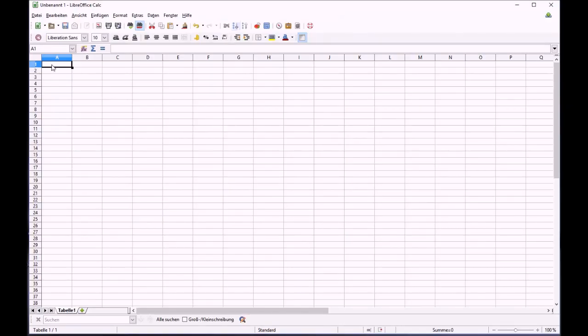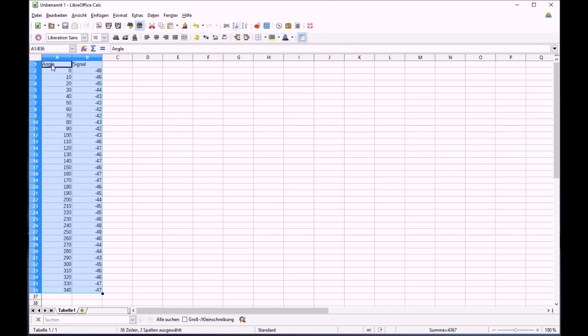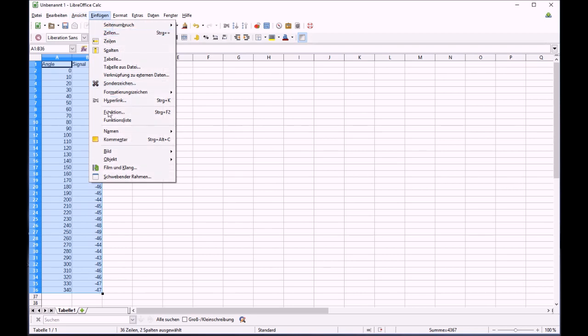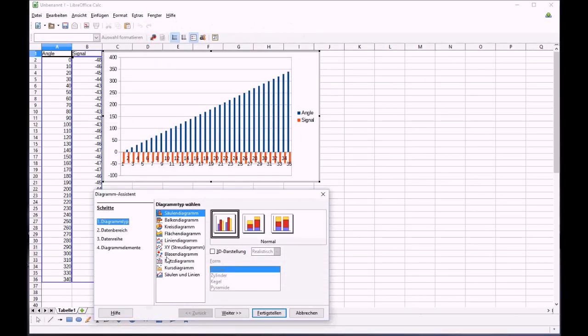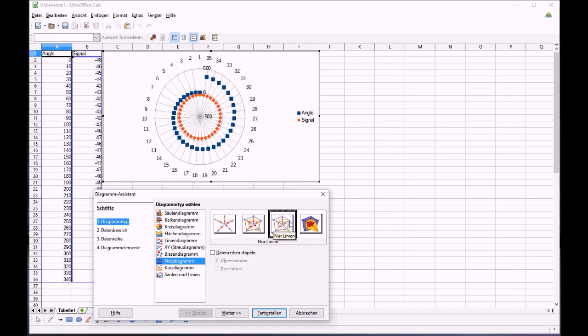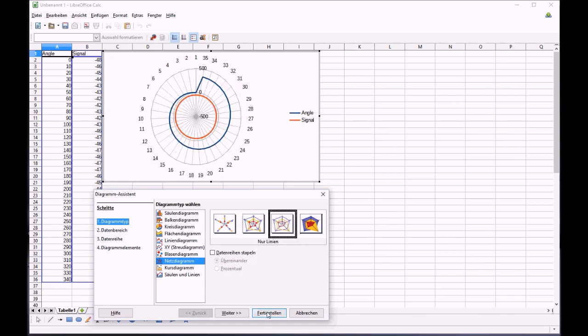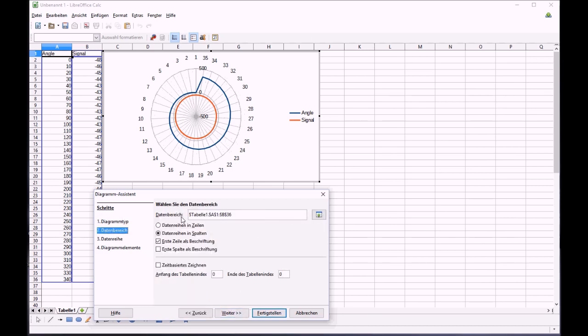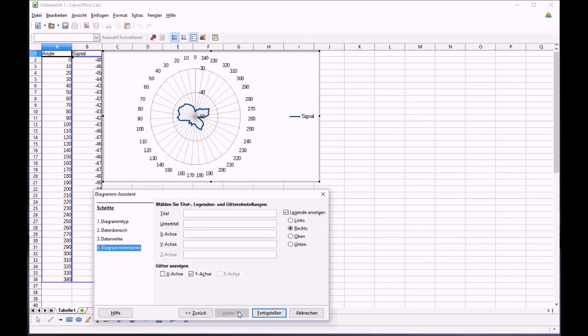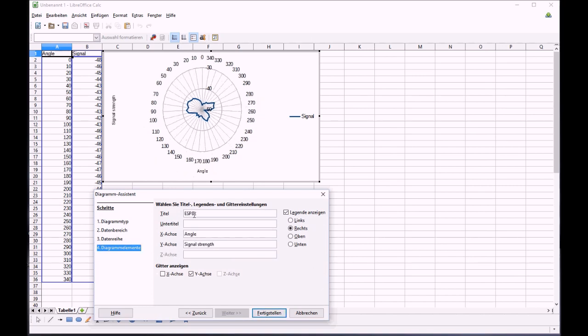Now, to convert this list into a radiation pattern diagram, I need LibreOffice Calc. And we go Insert, Object, Diagram, and choose Net Diagram, only the lines. And that is nearly it, the first row as description. And you can already see the radiation pattern here on the preview screen.